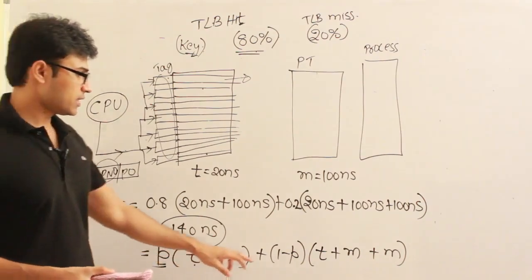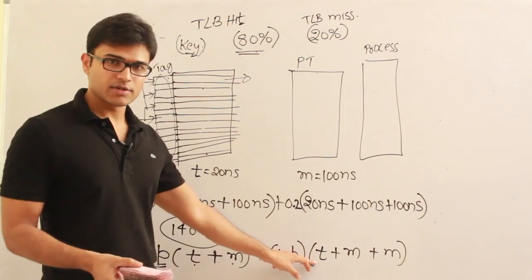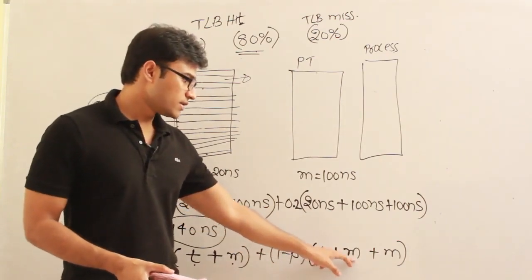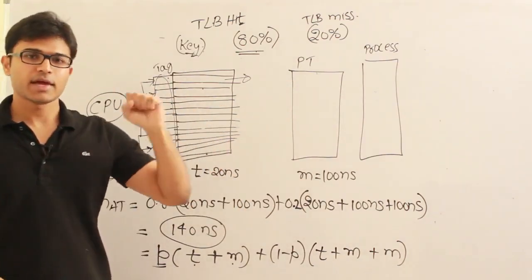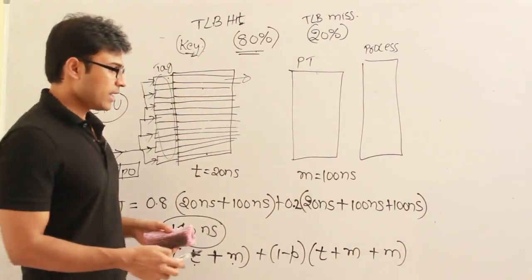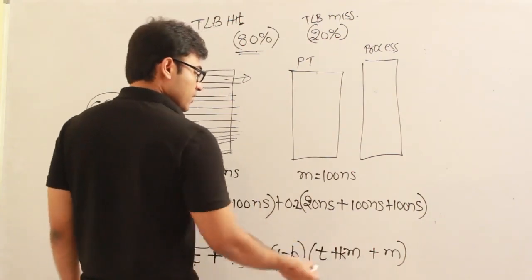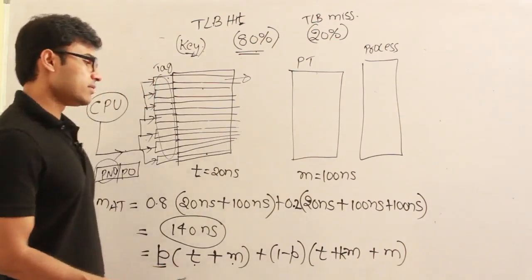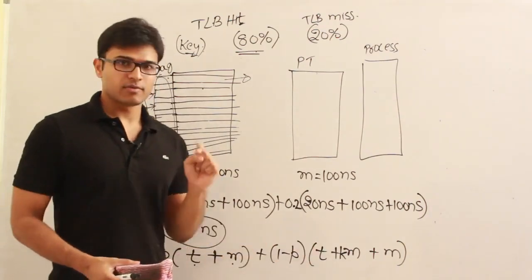If it is not present in the TLB, then you have to find out that it is not present in the TLB, for which the time taken is T, and then if there are two levels, you have to go through two memory accesses to get to the actual entry of the page table, right? Therefore, if I put K here, what is K? K is the number of levels in the page table.